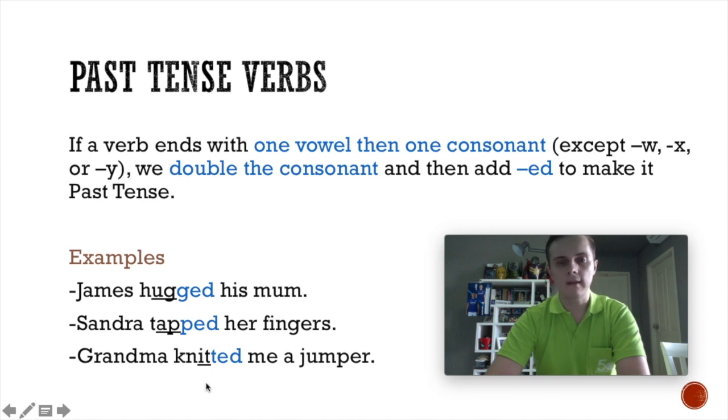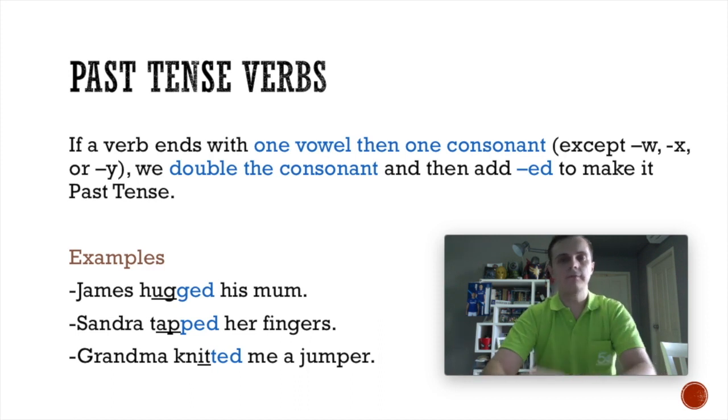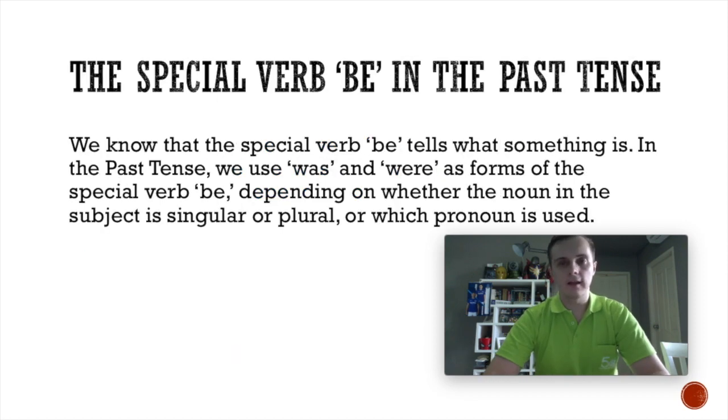Grandma knitted me a jumper. The verb knit, like when you make something out of material, ends with the vowel I and then the consonant T. So we double the T and we've got knitted, K-N-I-T-T-E-D.